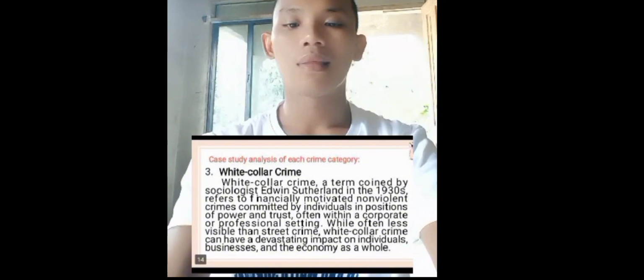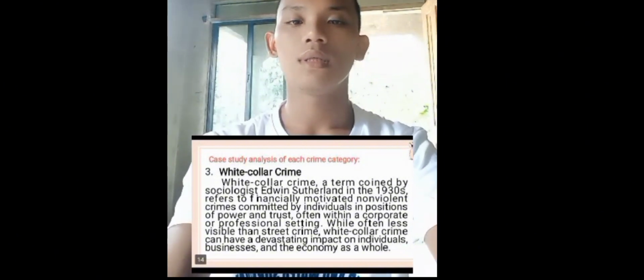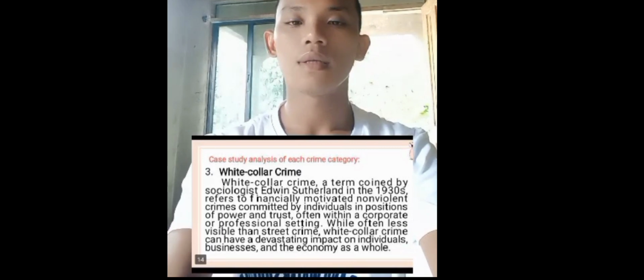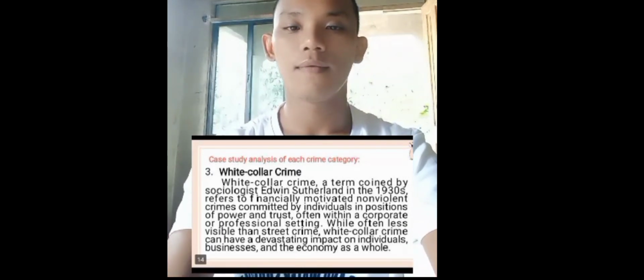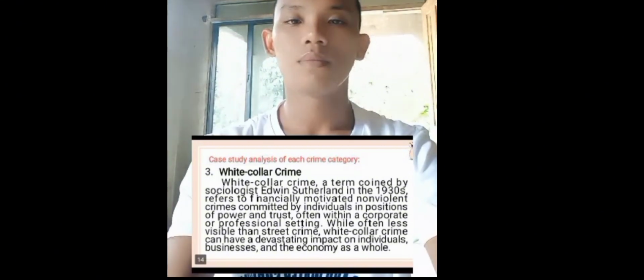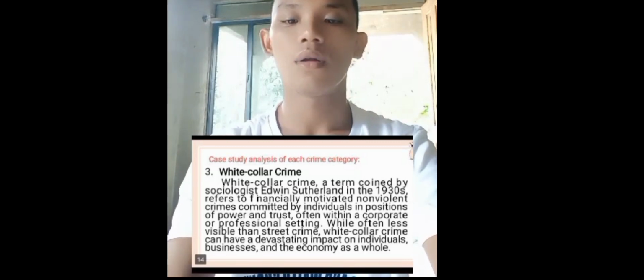And white-collar crime. White-collar crime, a term coined by sociologist Edwin Sutherland in the 1930s, refers to financially motivated, non-violent crimes committed by individuals in positions of power and trust, often within a corporate or professional setting. While often less visible than street crimes, white-collar crime can have a devastating impact on individuals, businesses, and the economy as a whole.